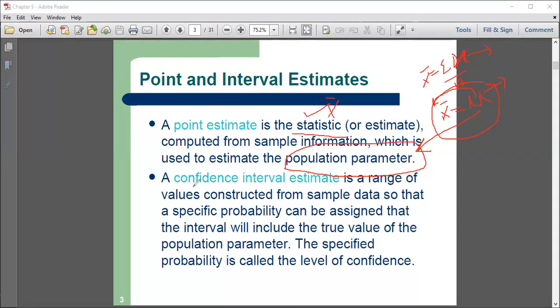The next definition is the confidence interval estimate. If we break this definition into two parts, the first one is the interval and the second one is the confidence level. The interval is the range of values constructed from sample data. We will construct a range of values from sample data, and then we will assign a probability for that interval, and we will see that it includes the true value of the population parameter.